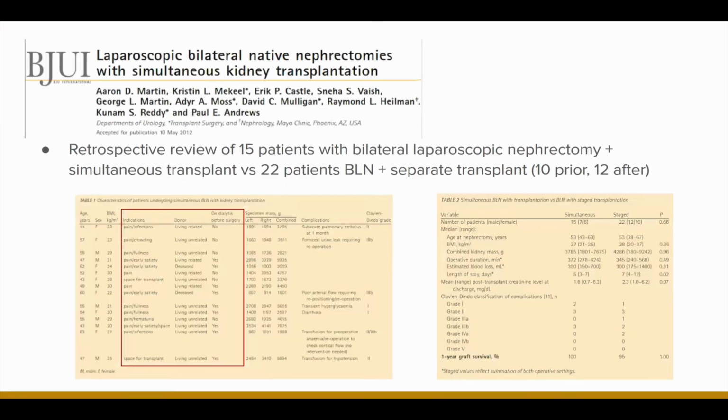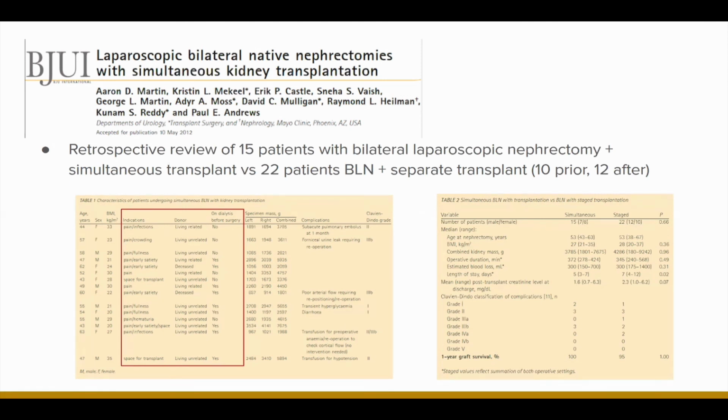Finally, there's a second study here that I'd like to review, which looks at laparoscopic bilateral nephrectomy with simultaneous transplant, compared against bilateral native nephrectomy in patients who underwent a transplant either before or after their nephrectomy. The characteristics of those who underwent a simultaneous approach are shown here on the left, with the predominant indication being for pain again. And the majority of these were living donors, likely for scheduling reasons.